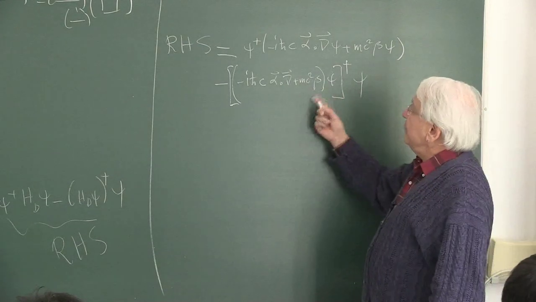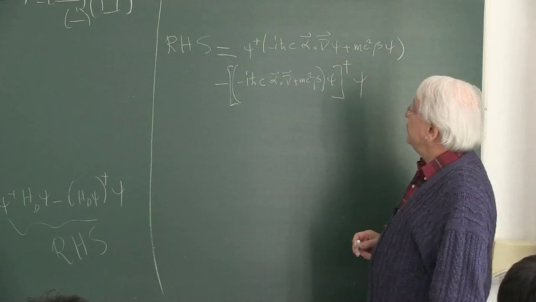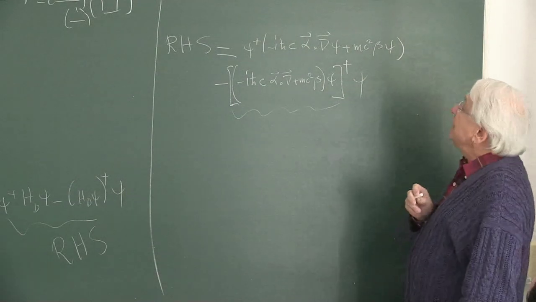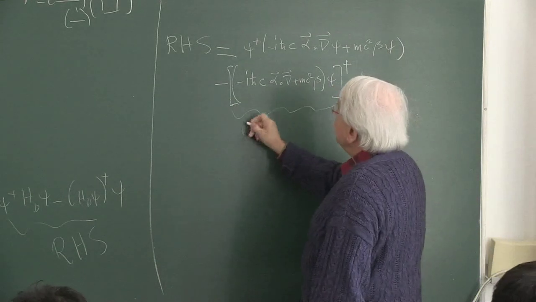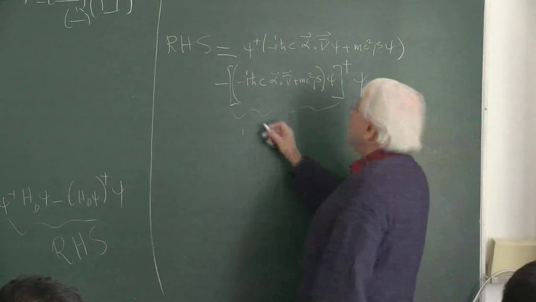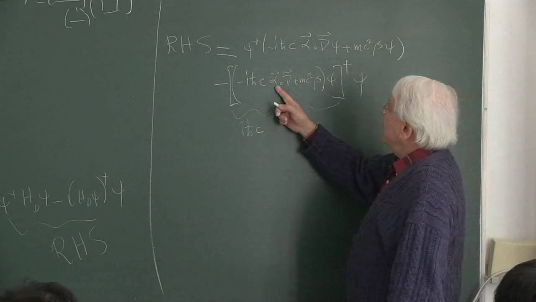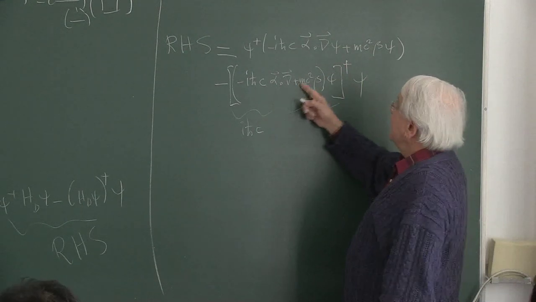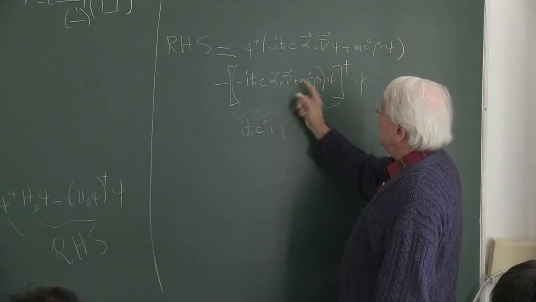First of all, focus on the... let me elaborate before focusing. What do I have in here? Inside, notice that I just do this inside. First of all, there's a minus in here. When you take the dagger overall, that becomes a plus iħc. It is alpha times del psi's dagger. Alpha is Hermitian, so it's not affected. Del psi dagger picks the dagger and it changes order.